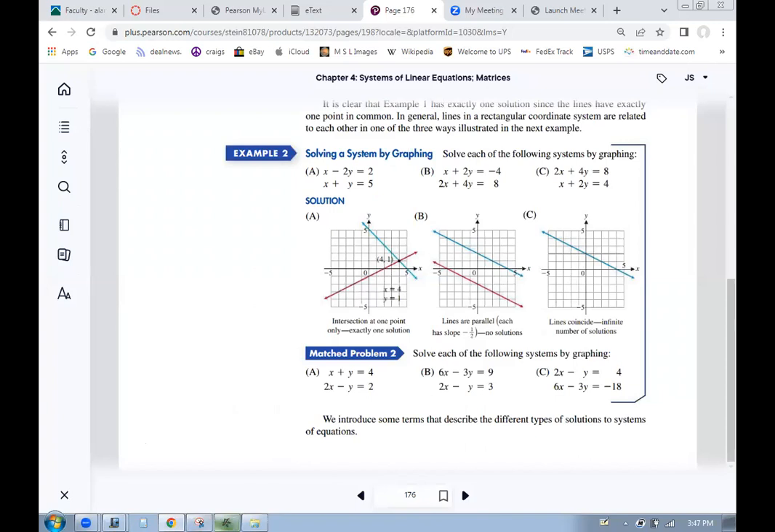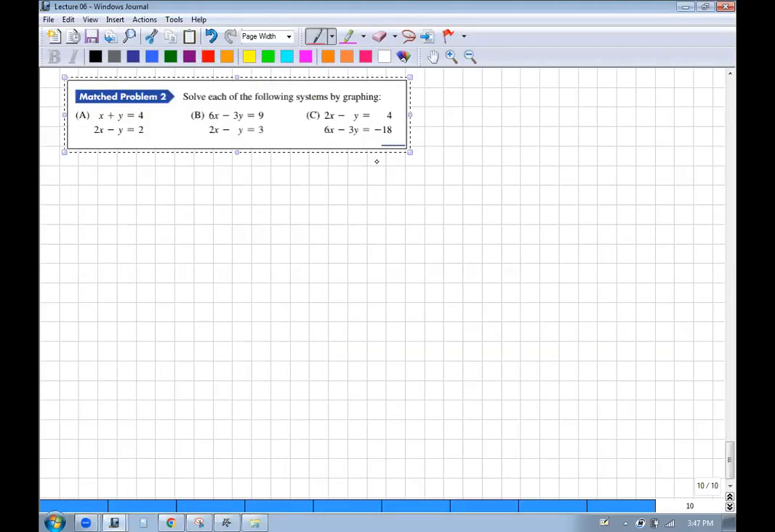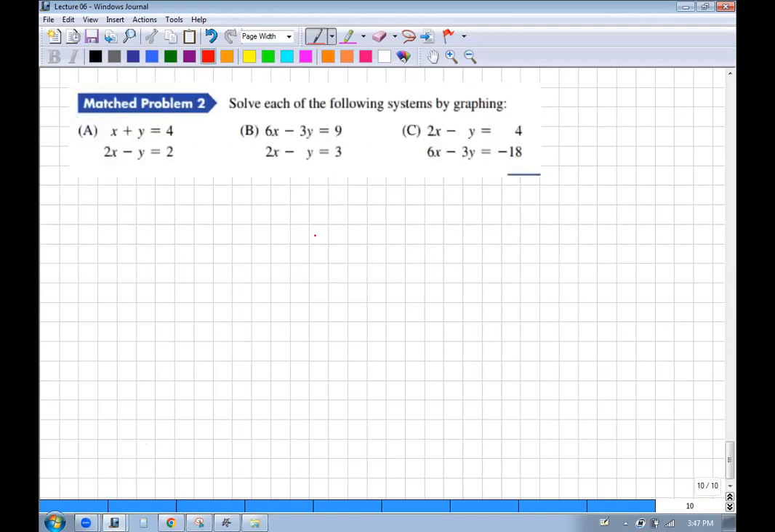Okay, let's look at this matched problem number 2 here. Solve them by graphing. Well, let's see, A here. This is the same thing as y equals negative x plus 4. If I was going to graph that, my y-intercept is 4, and my slope is -1, right? That's the same thing as -1 over 1 or 1 over -1.